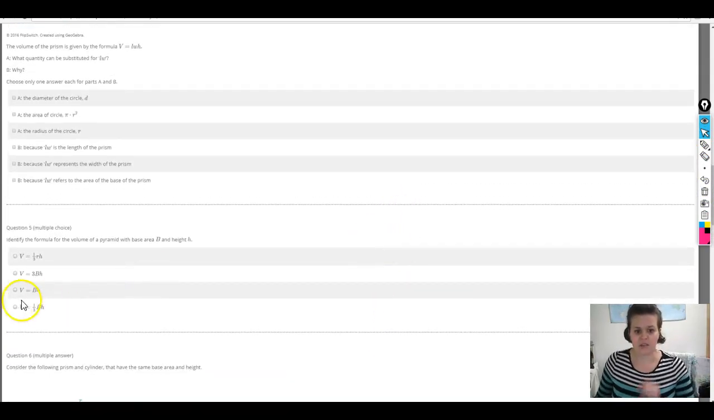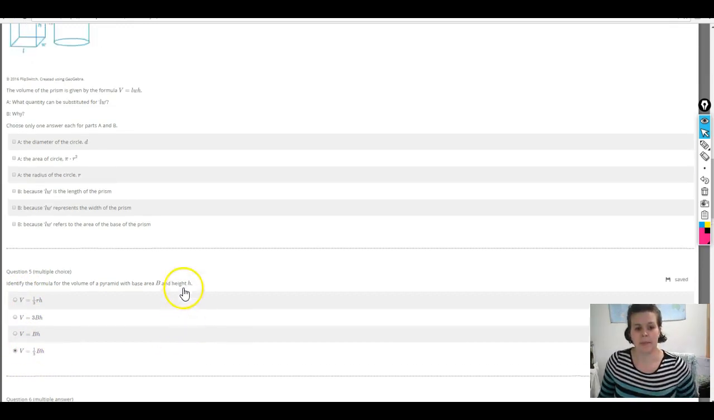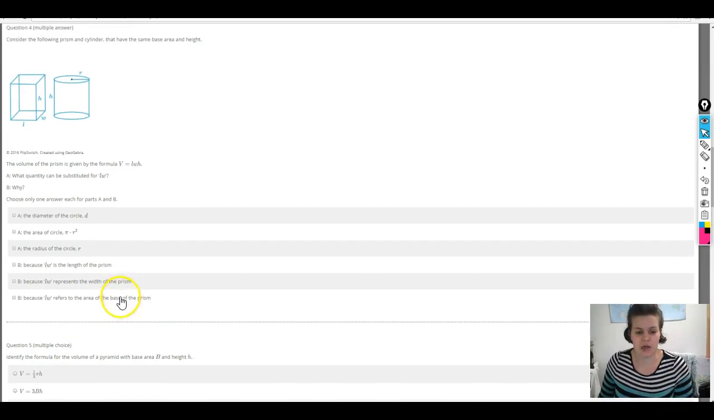Question 5. Identify the formula for the volume of a pyramid with the base area B and height H. So pyramids are a portion of a whole prism, and it's 1/3 of our base area times the height of the prism. That's a relationship you can remember to help you quickly come up with a formula for the volume of a pyramid.